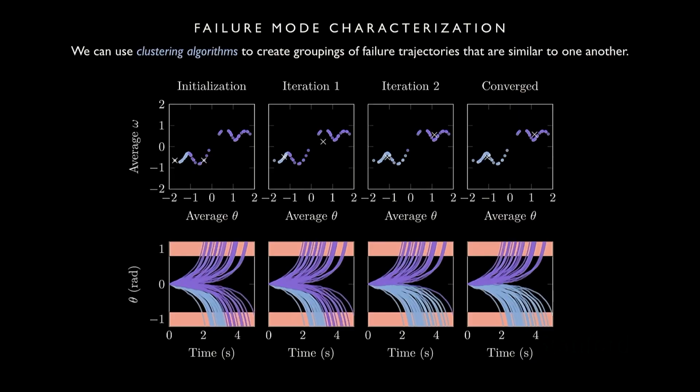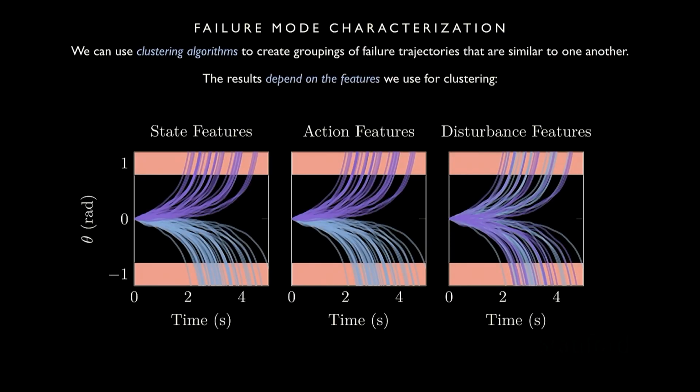But in general, when you have lots of failure modes and they're not so easy to interpret, this can be a nice, useful tool for you. And in general, the results depend on the features that we use for clustering. So there we just hand-picked average theta and average omega. But we could just do it over the entire state vector. So we could take whatever dimensional, like 100-dimensional, state vector that we have and just cluster in that 100-dimensional region. And we still get something actually pretty interpretable. We get the same thing.